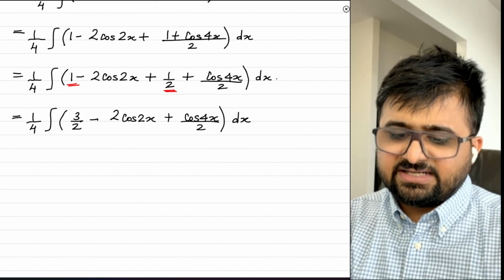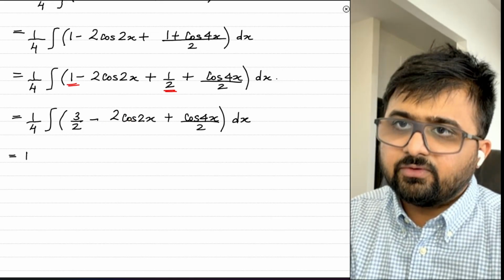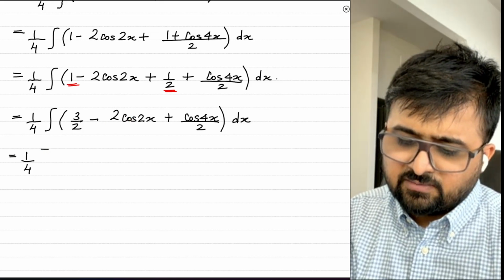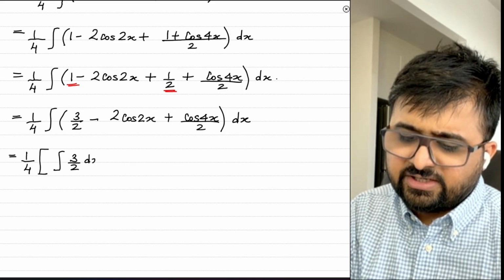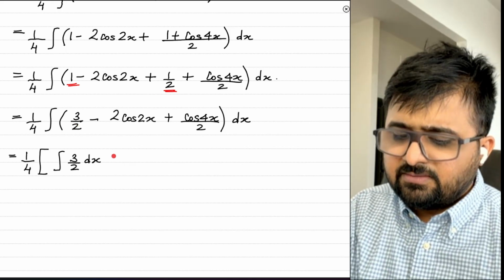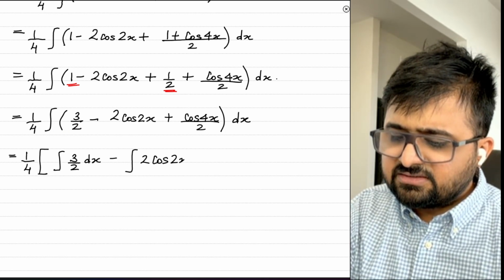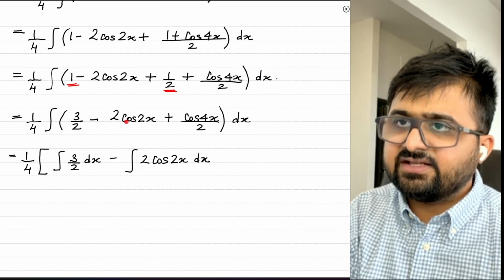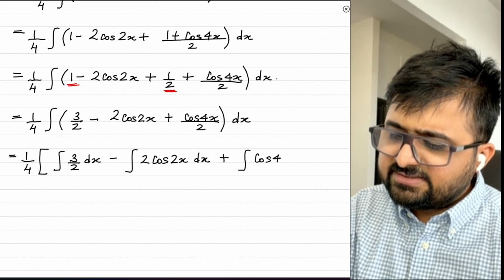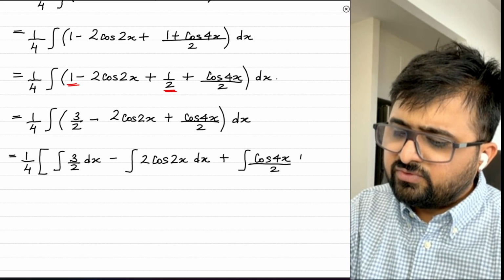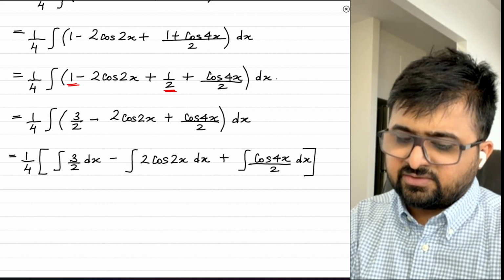Now we can give that integral to all those three terms. So this will become 1 by 4. Let's put a bracket and write integral of 3 by 2 with respect to x. That's the first integral, minus integral of 2 cos 2x dx. That's the second integral, plus integral cos 4x divided by 2 with respect to x. Those are the three integrals that it will split into.